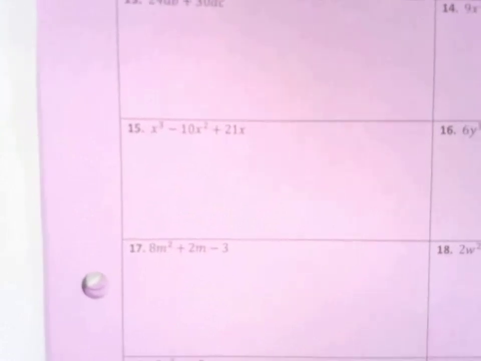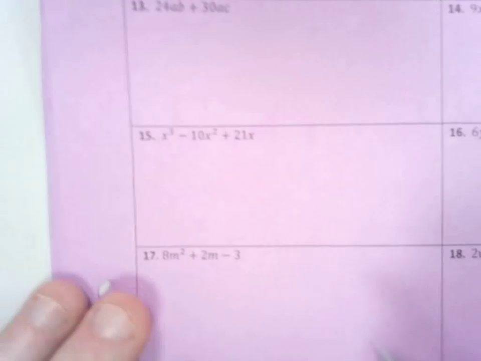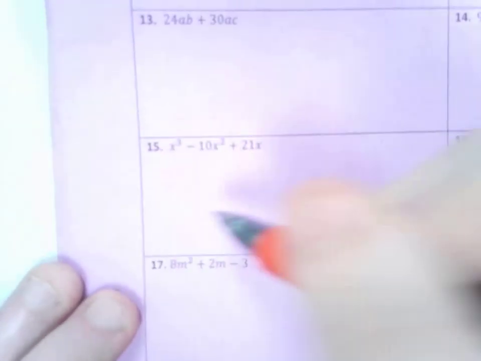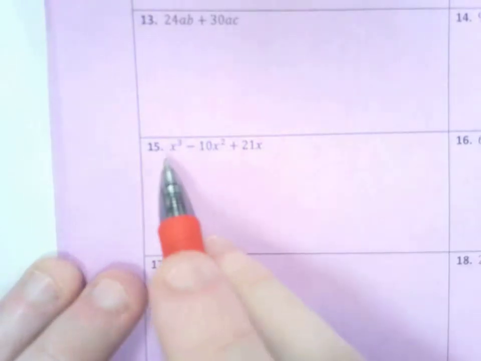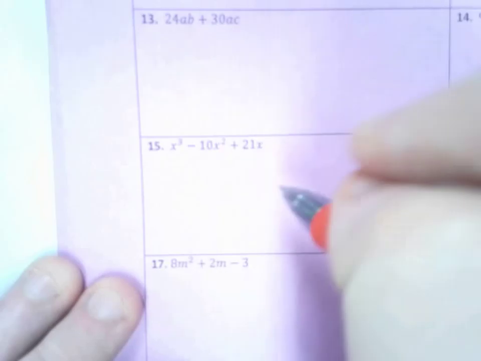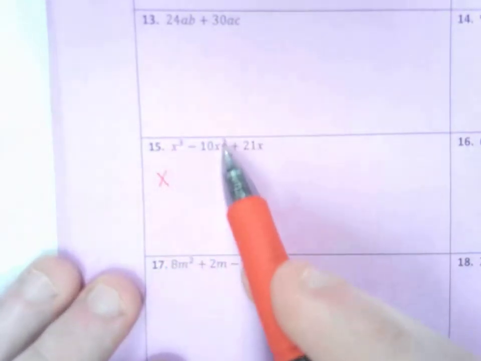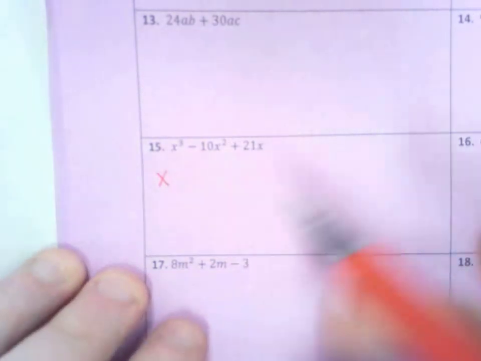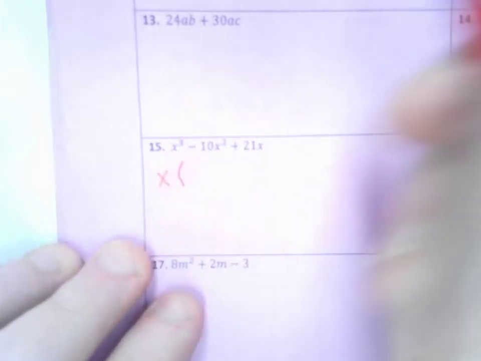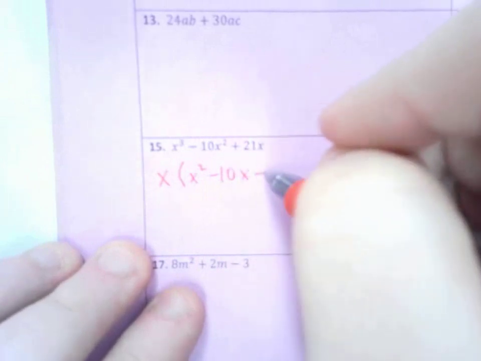Okay, number 15. First step is to do what? Every time. GCF. Good. Is there a GCF? Just x. Good. So this term is a 1, negative 10, 21. So 1 is what they share. We don't write it. But they do have a variable in common. This one's x cubed, x squared, x. So we take out the lowest exponent, which is just 1x. What are we left with? X squared minus 10x plus 21.